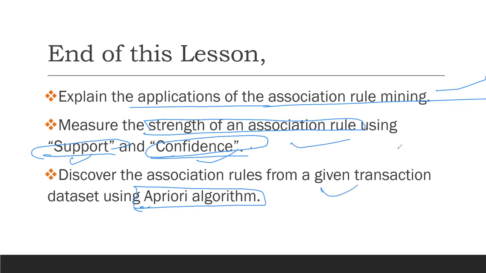So you can understand the applications of association rules. Similarly, you can learn two terms, support and confidence. Based on these two ideas, we can evaluate the strength of the association rules, right? The last one, we can understand how to apply the Apriori algorithm, and we can manually calculate the association rules by hand, right?